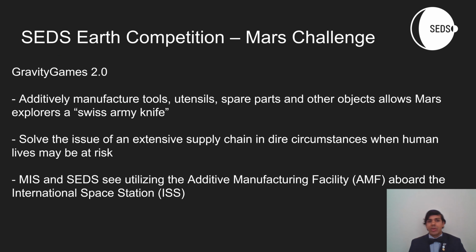To go into depth with GravityGames 2.0, it's to work together on getting students to think outside of the box. We might be a STEM organization, but where the next generation of even education is going is now STEAM. A is for arts. And arts comes into play here with innovating and thinking outside of the box. Students together have to additively manufacture either an optimal tool, utensil, spare part, or other object, allowing a Mars explorer given an optimal Swiss Army knife. This is to solve an issue of an extensive supply chain in dire circumstances, if a human life could be at risk. Made in Space and SEDS believes that using the AMF aboard the ISS will be a good motivation to get these students to think outside of the box and try to solve this issue and face it head on.